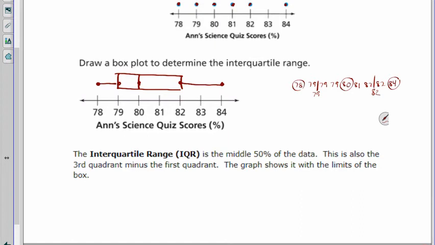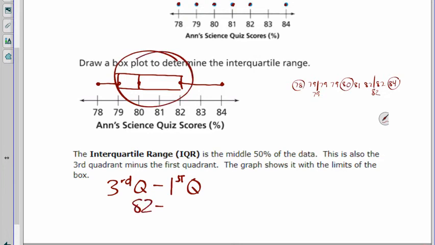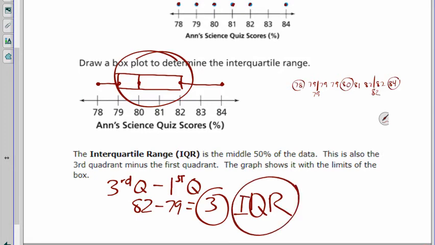And so the IQR, the interquartile range, is going to be the third quartile minus the first quartile. In other words, it's going to be this box right here. So it's 82 minus 79, which is 3. That's the IQR, the interquartile range. Now again, the bigger that spread, the more far apart her data points are. If that number is really small, her data points are pretty close to each other.